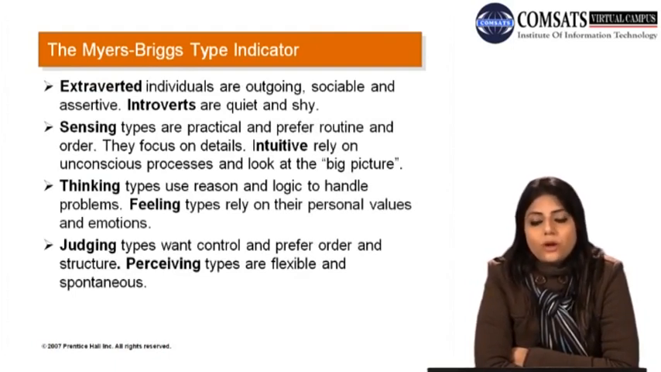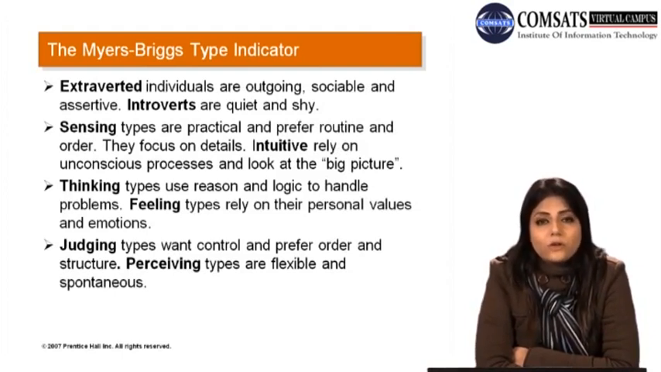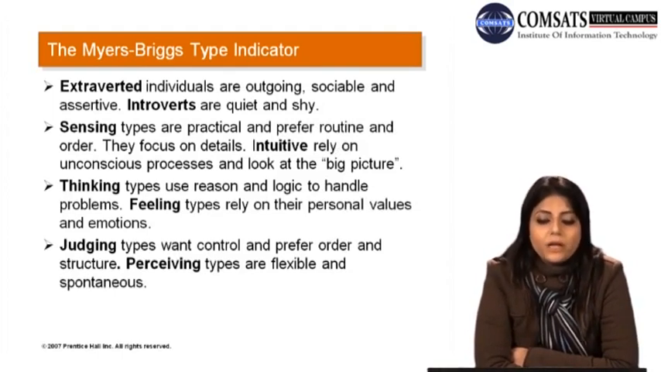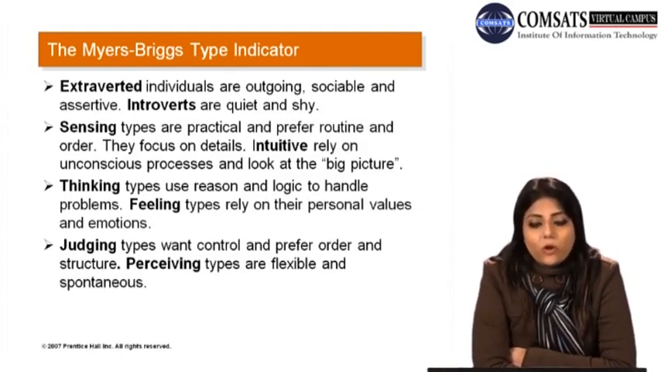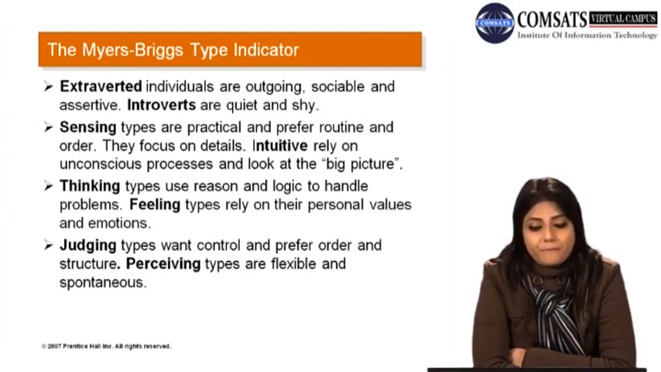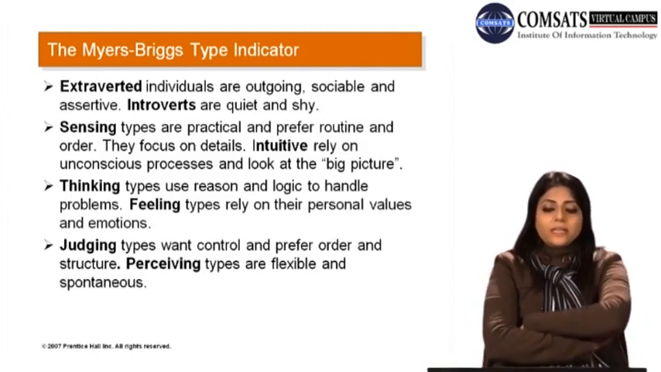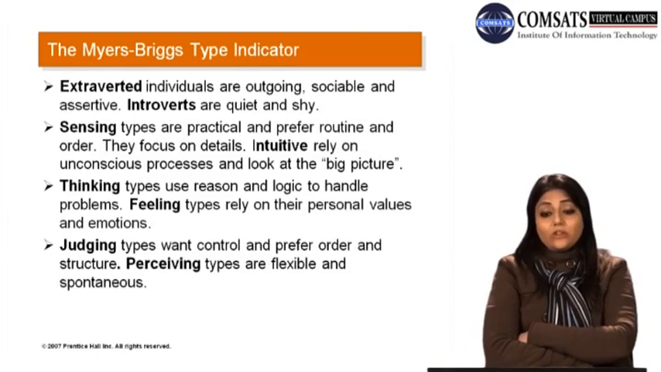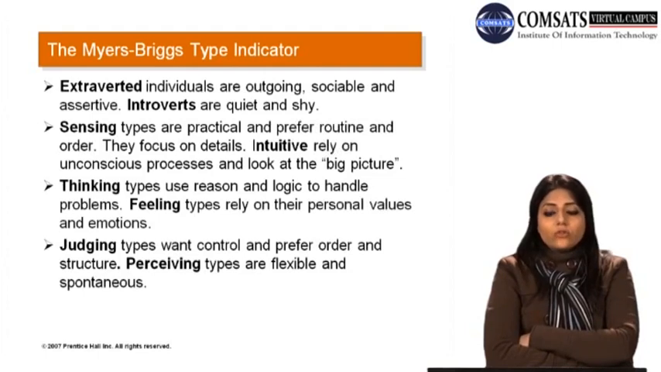The extroverted individuals are really outgoing, sociable, assertive, they have wide social networks and they like to meet and mingle with people. Then the introverts are the quiet and shy people, the opposite of the extroverts. Then there are sensing types who are more practical and prefer routine and order. They focus more on details. Whereas intuitive types, as the name indicates, are not focused on routine, practicality, order, and analysis. They focus on unconscious processes and try to look at the big picture.